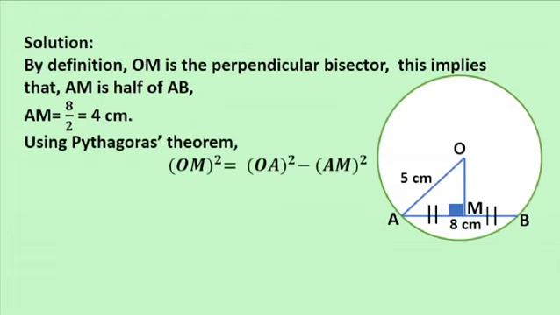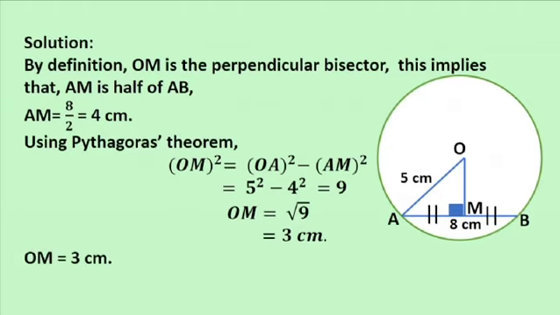Using the Pythagoras theorem, OM to the square is equal to OA to the square minus AM to the square. Substituting the values, 5 to the square minus 4 to the square is equal to 9. Therefore, OM is equal to square root of 9, which is equal to 3 centimeters. That is, the length of OM is equal to 3 centimeters.